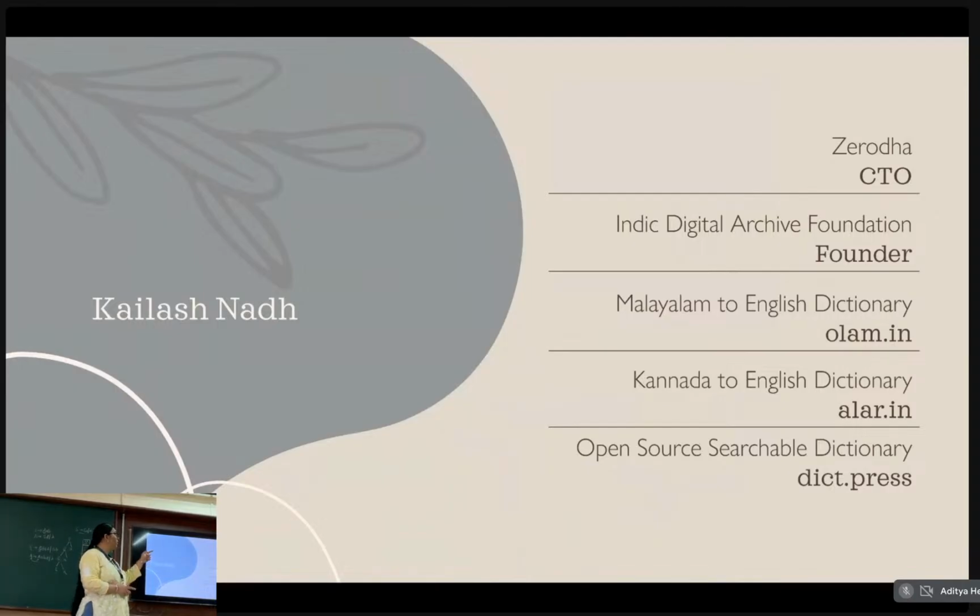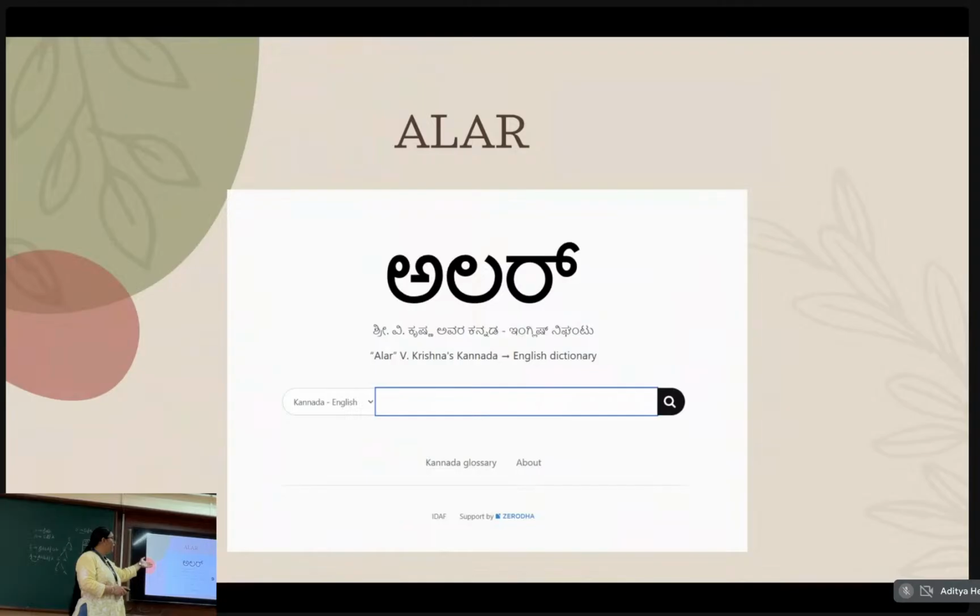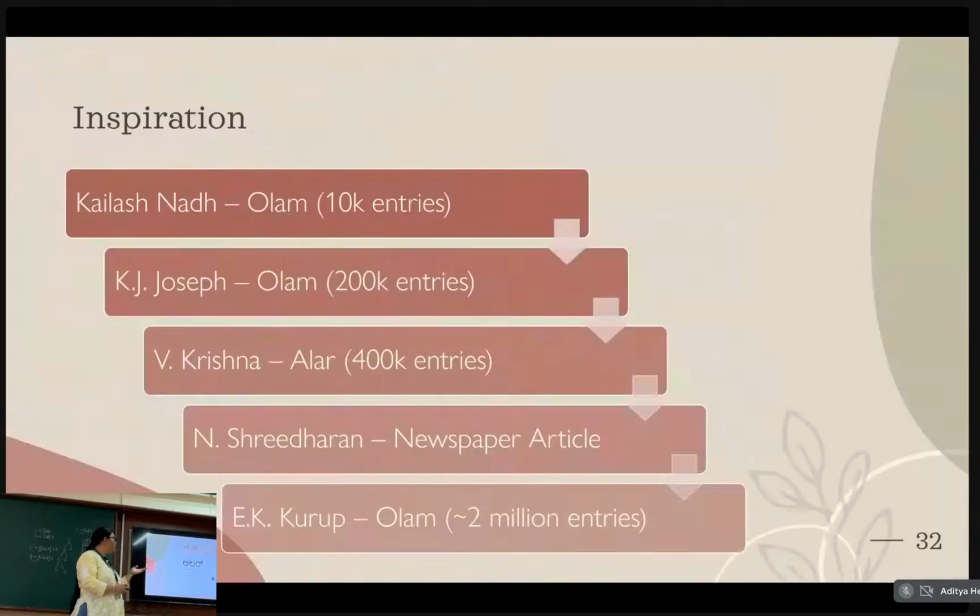As of now, he has worked on Olam.in, which is a Malayalam to English dictionary, and Alar.in, which is a Kannada to English dictionary. And he also has made an open source searchable dictionary, which is called Dictpress. So how it works is, it incorporates the Olam or the Alar, and you can search for a word, and the best result shows up. Yeah, this is Olam. It is a Malayalam to English dictionary, and this is Alar. Basically, Dictpress is compiled into a single binary and it is used to render the UI for both of these.